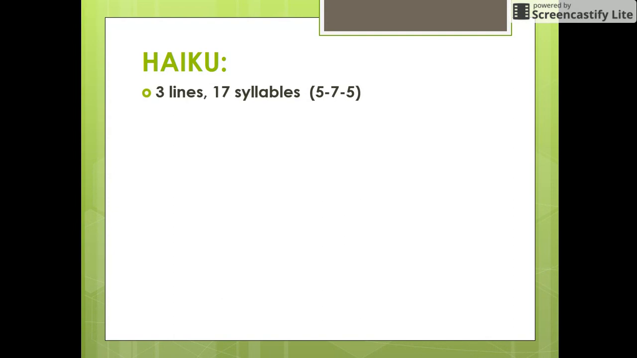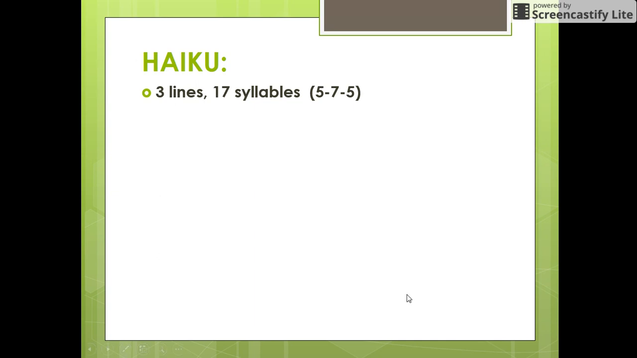A haiku is an extremely specific form of poetry. It only has 3 lines. It creates an image and has 17 total syllables. So the first line has 5 syllables, the second line has 7, the third line has 5.